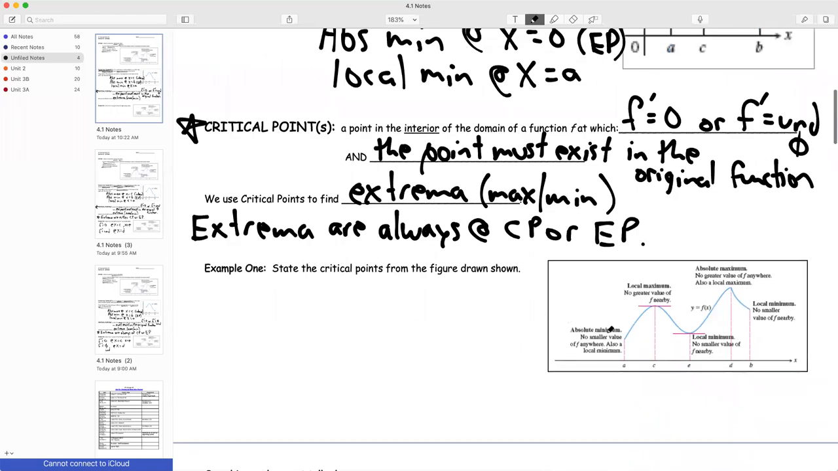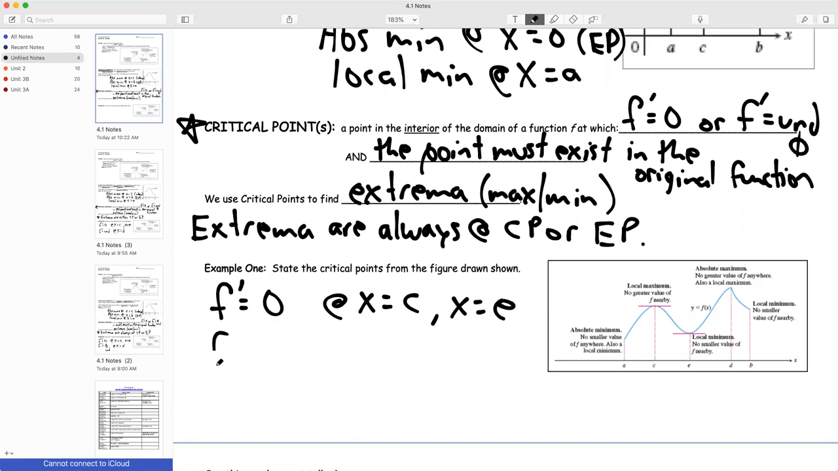Okay, so let's go back to this original graph here and let's state the critical points. So we're going to check where the derivative is equal to 0, meaning we have a horizontal tangent, because the slope is 0. Where is that? Okay, so f prime is equal to 0 at x is equal to c. Is there another one? There is, also at x is equal to e. Is there another one? There is not.